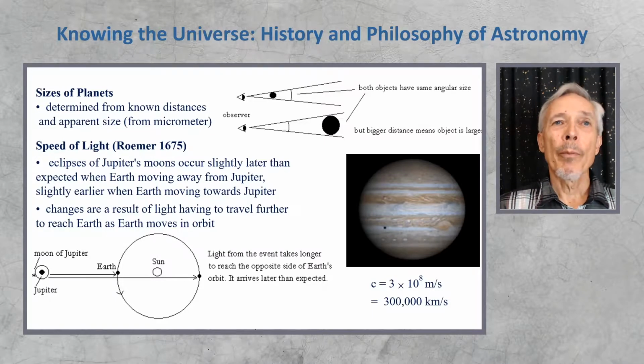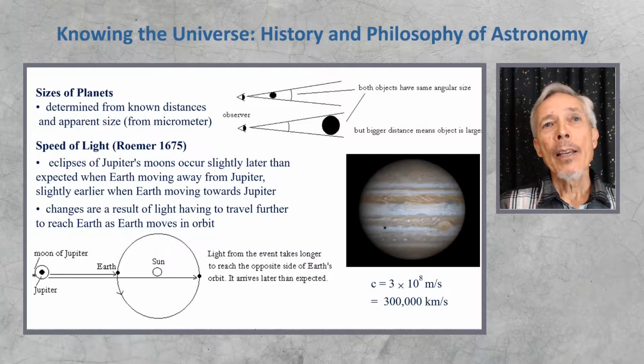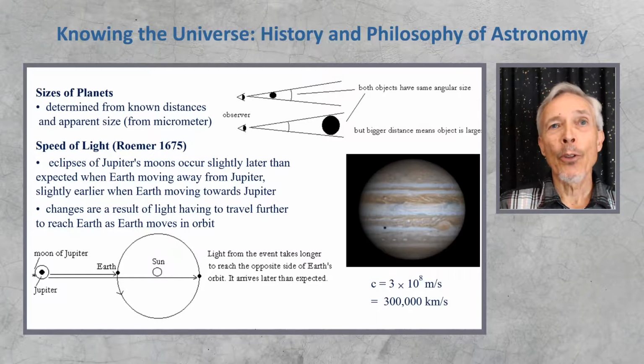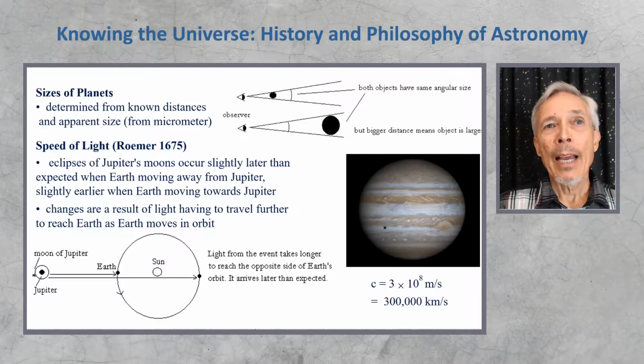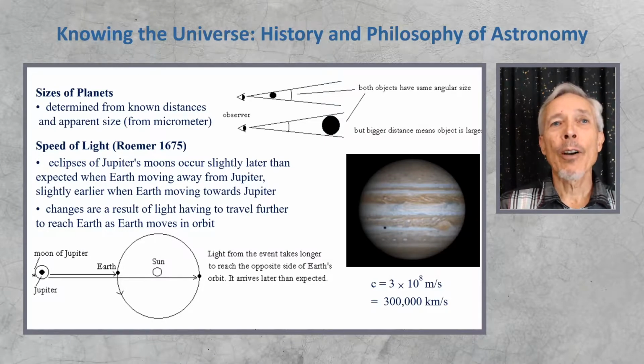Meanwhile, another important measurement was made by Romer, a Dutch astronomer, in 1675. He noticed that the eclipses of Jupiter's moons occur slightly later than expected when the Earth is moving away from Jupiter, and slightly early when the Earth is moving towards Jupiter. And these changes are a result of light having to travel further to reach the Earth as the Earth moves in its orbit. You can see from the diagram below. Once again, timing is required to make a measurement of the speed of light with this clever method.